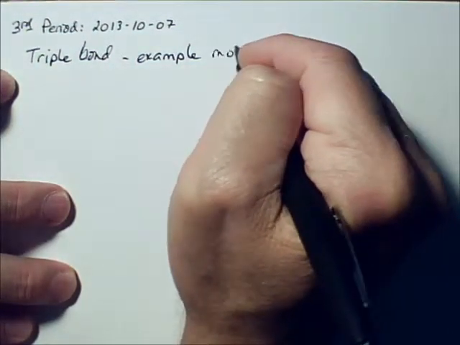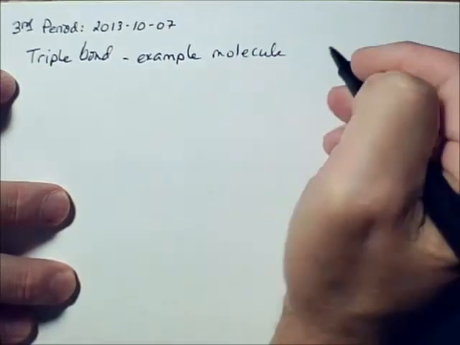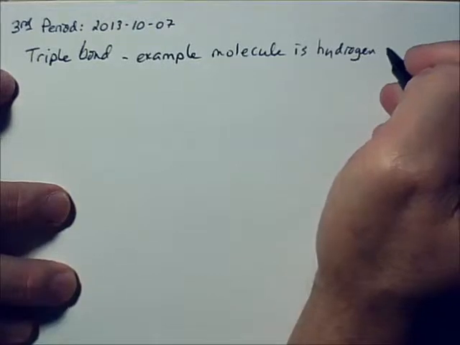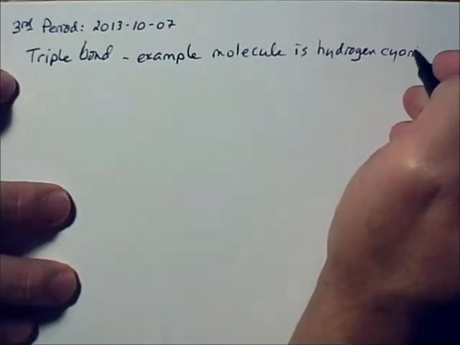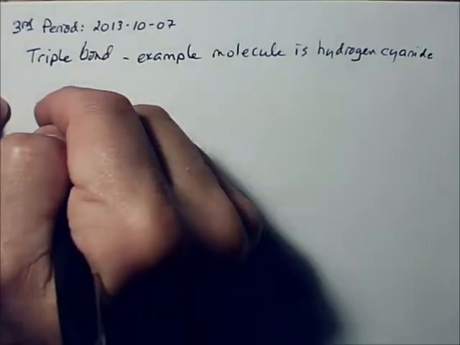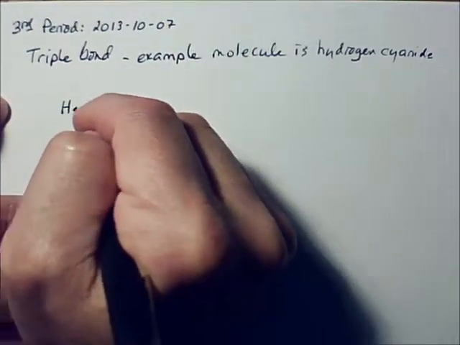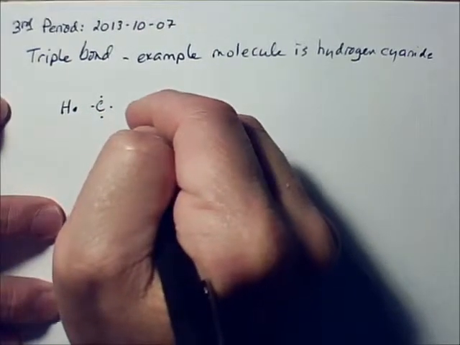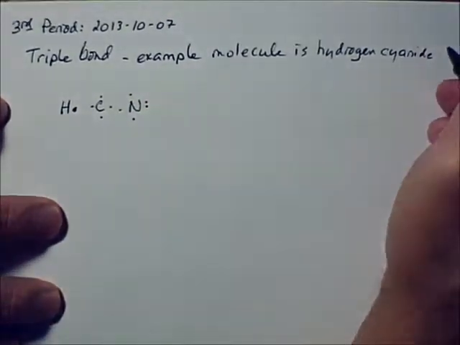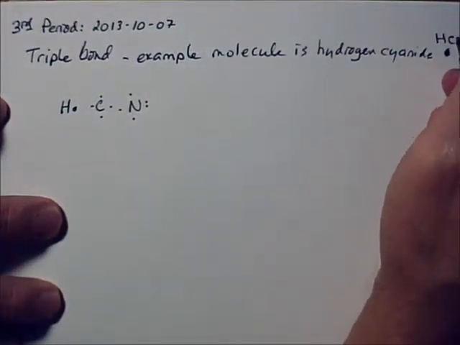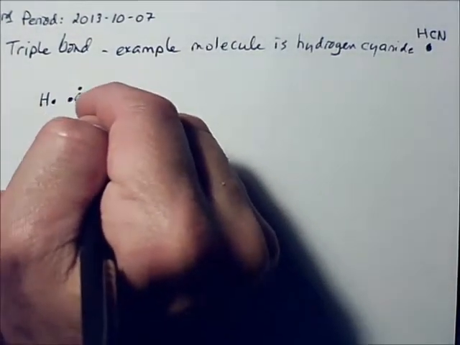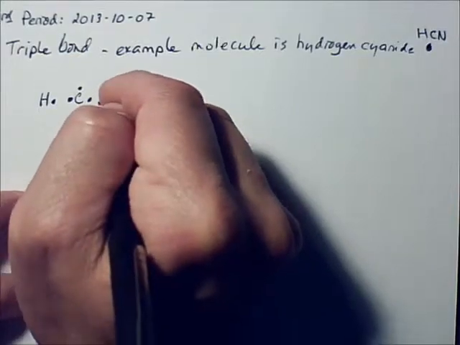Our example molecule is hydrogen cyanide. Well, hydrogen cyanide is dreaded in that it's a poisonous gas. All right. Electron dot formulas. HCN is hydrogen cyanide. Okay? Here's our electron dot formulas. Okay?